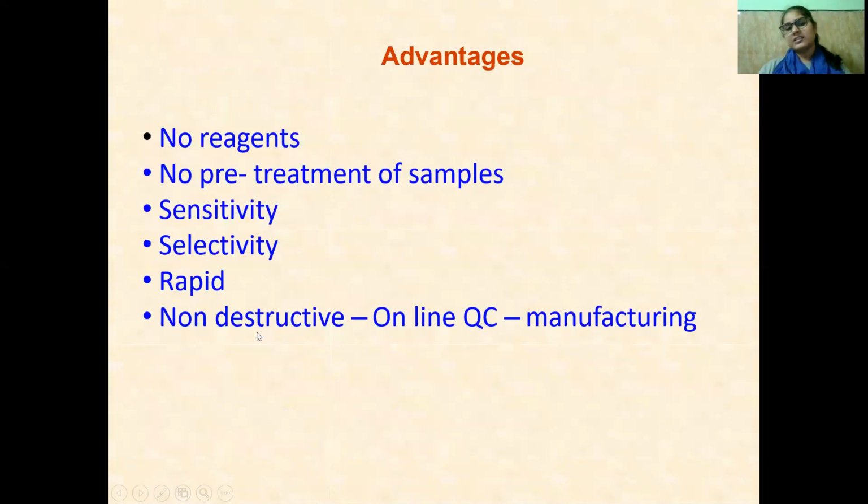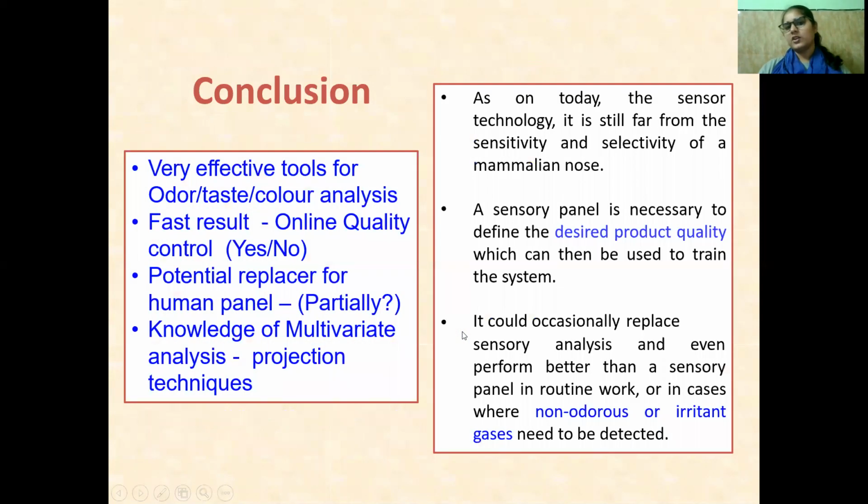So what are the advantages? No reagent is required, no pre-treatment of the sample, and it offers sensitivity, selectivity and speed. It is a rapid, non-destructive test for online quality control in manufacturing. We will use it. Okay. For color, instead of the electronic eye, we can also use the Hunter Color Lab system. And for feel and texture, we will use a texturometer or penetrometer. And next we have the conclusion.